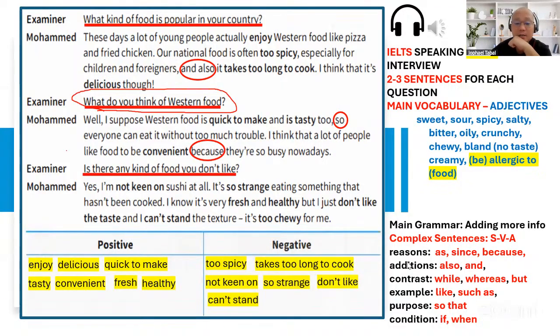Is there any kind of food you don't like? Yes, I don't enjoy eating fish at all because it has a special smell, and I really don't like that smell. That's it. Okay. So let's move to our next part.